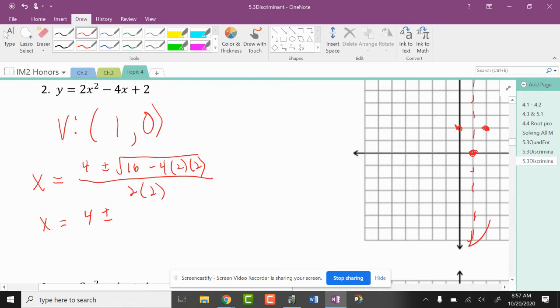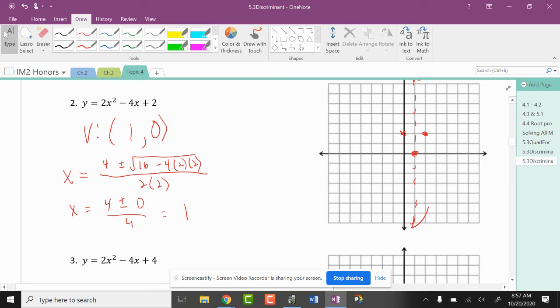4 times 2 is 8. 8 times 2 is 16. 16 minus 16 is 0. What's the square root of 0, everybody? 0. What you get out of this is one answer, and there's exactly a reason why. It's because the vertex is the x-intercept. So that's why these correlate to each other. That's what I was talking about, negative b over 2a. This ultimately became negative b over 2a because this is nothing. All right, there's nothing in there. So the x-intercept is 1, 0, and it's right there.